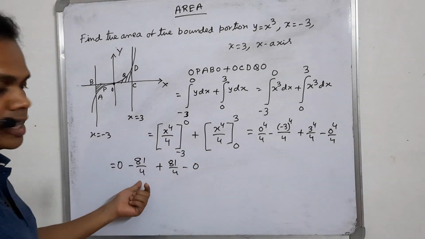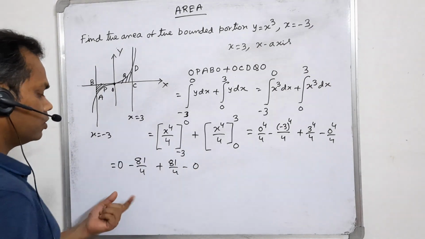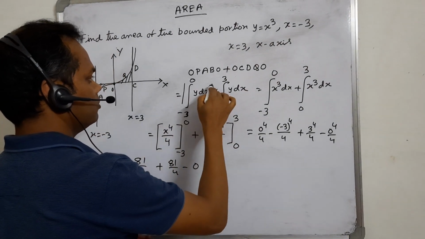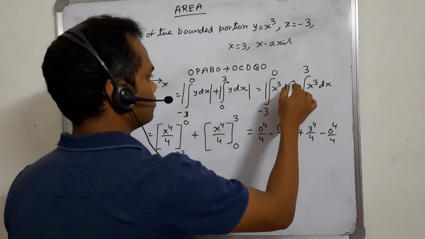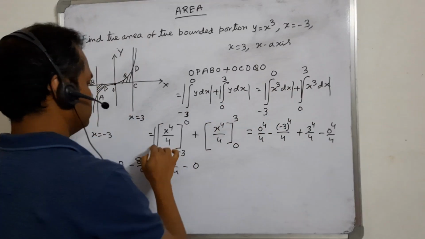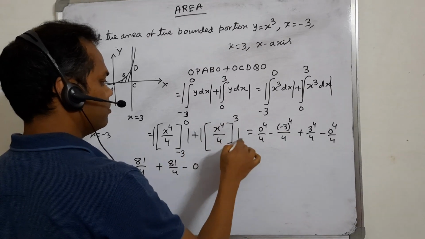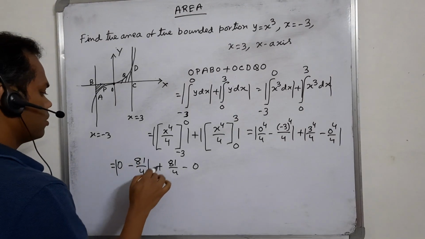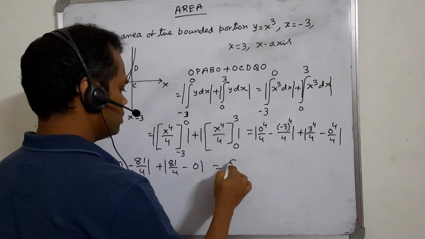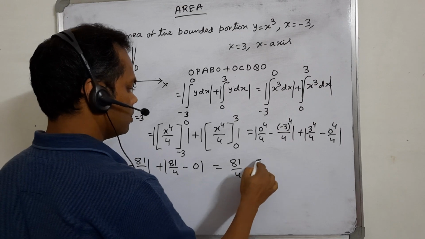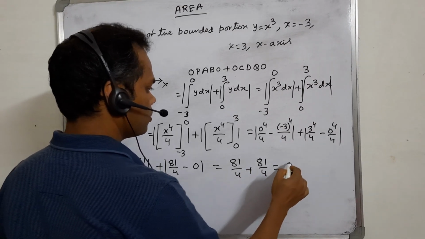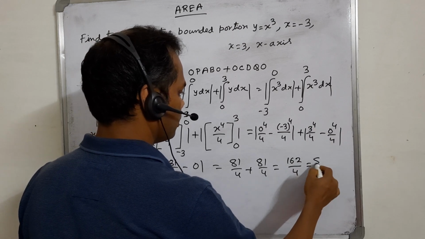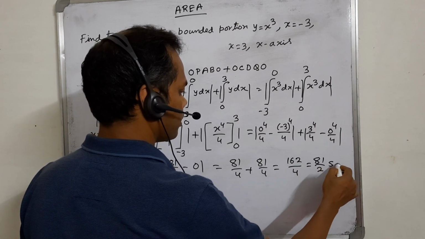But the first integral is negative, so we have to give a modulus sign. From the starting we give a modulus sign, because area cannot be negative. Due to this modulus, this one is 81 by 4 and this one is also 81 by 4, so 162 by 4, or 81 by 2 square units.